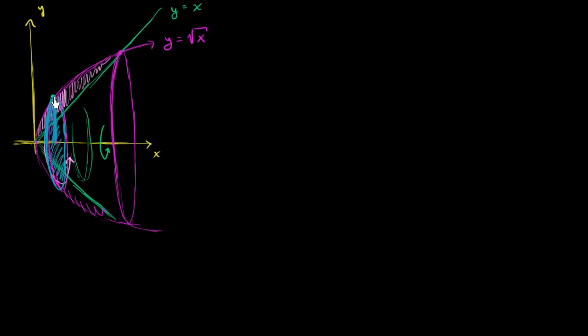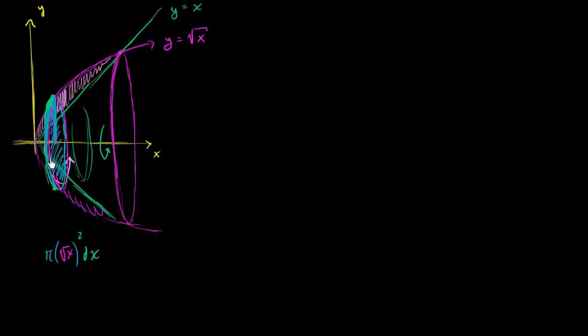It's going to have a depth of dx. We've seen this multiple times. So the volume of this disk is going to be our depth, dx, times the area of the face. The area of the face is going to be pi times the radius squared. The radius is going to be equal to the value of the outer function, in this case square root of x. So it's going to be pi times our radius squared, which is pi times square root of x squared.